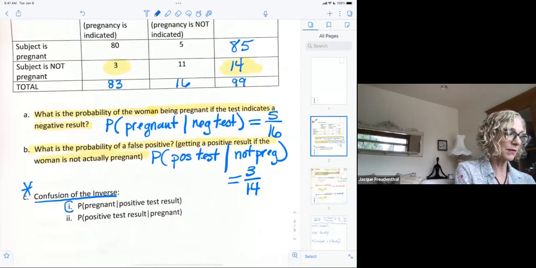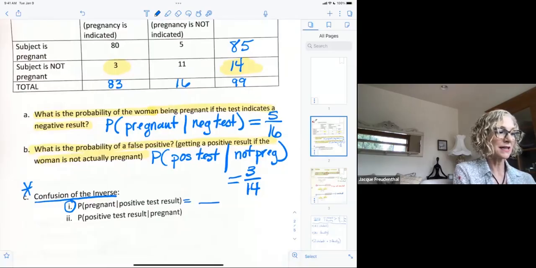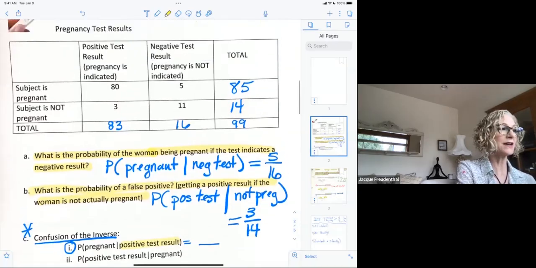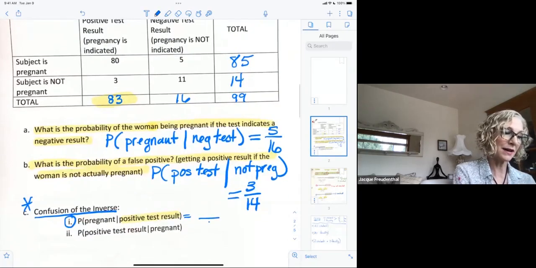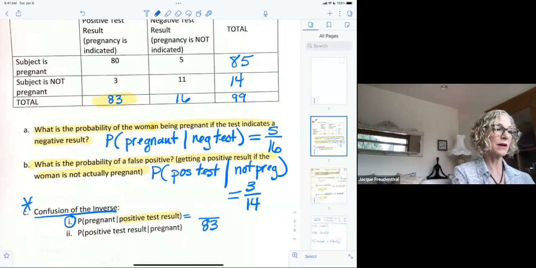Let's start with part 1. Probability that the woman is pregnant given a positive test result. Let's go back up to our table, and I want to take it out of the total number of positive test results. As you're looking at your table, the total number of positive test results is 83. So I know that is what I'm taking my probability out of. And then we want to know how many were pregnant, and I see that 80 were pregnant.